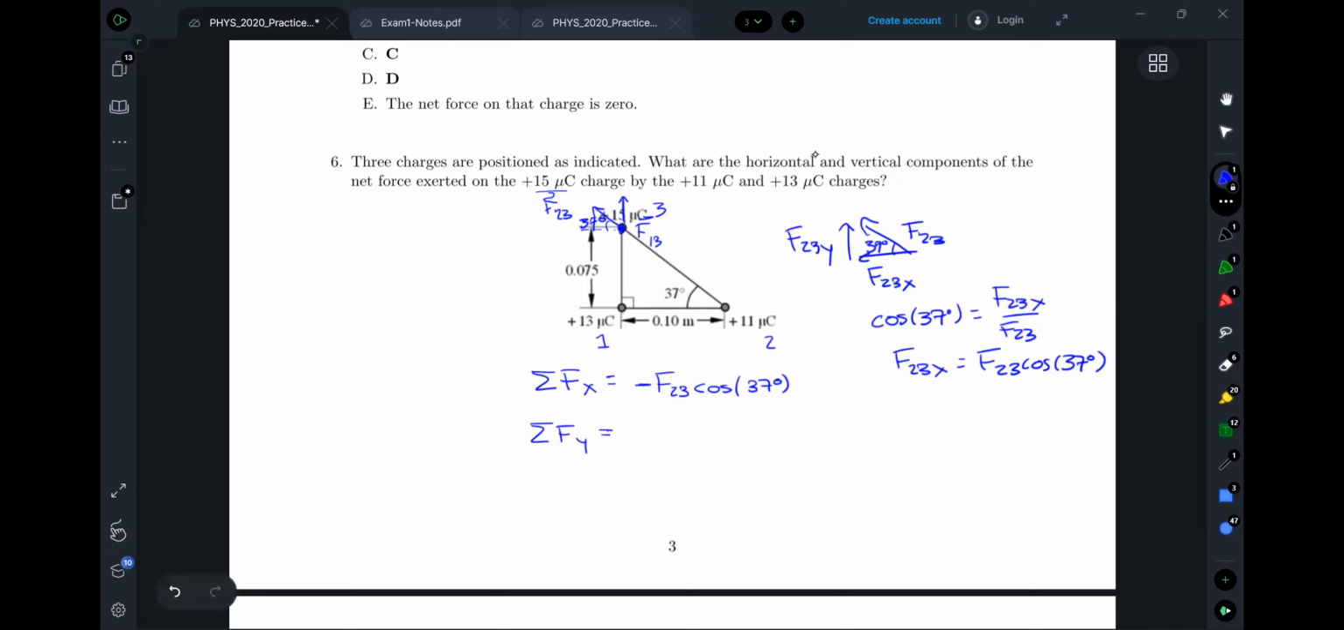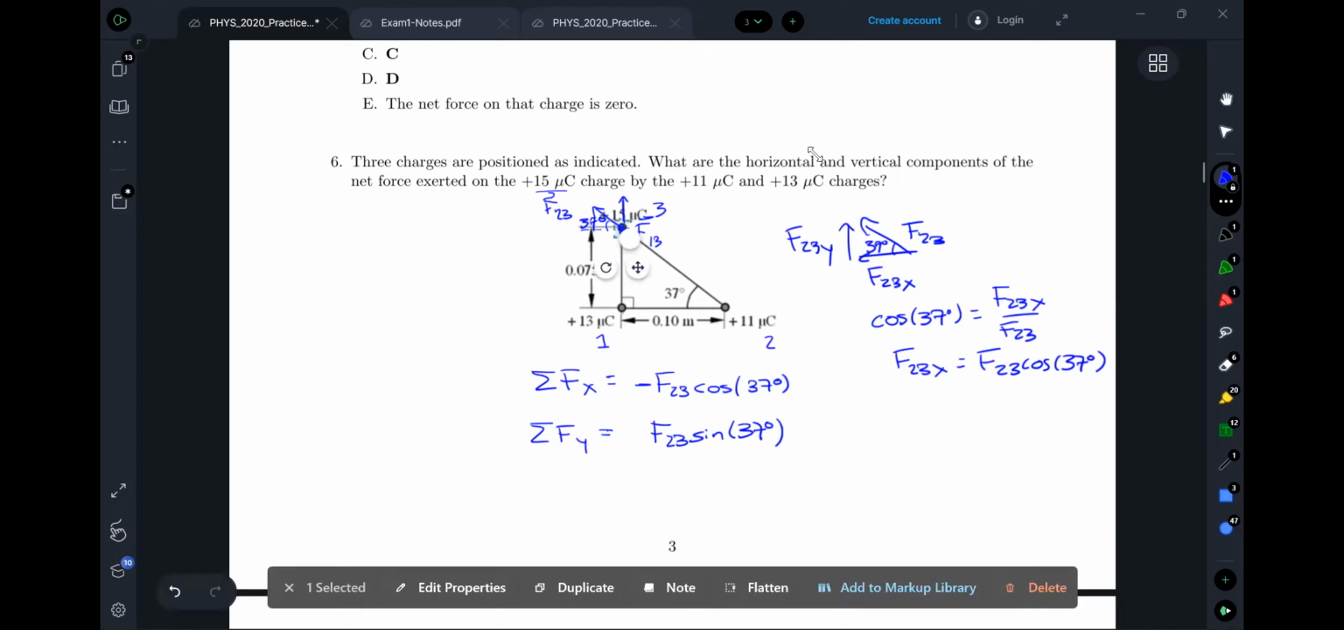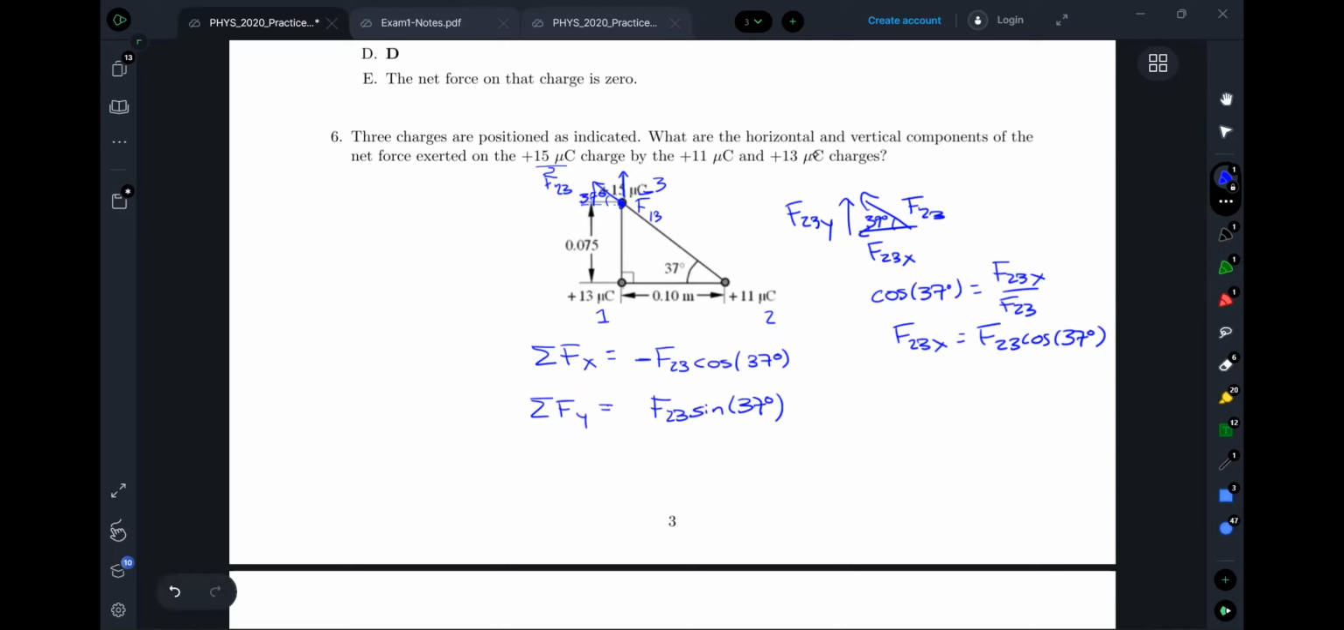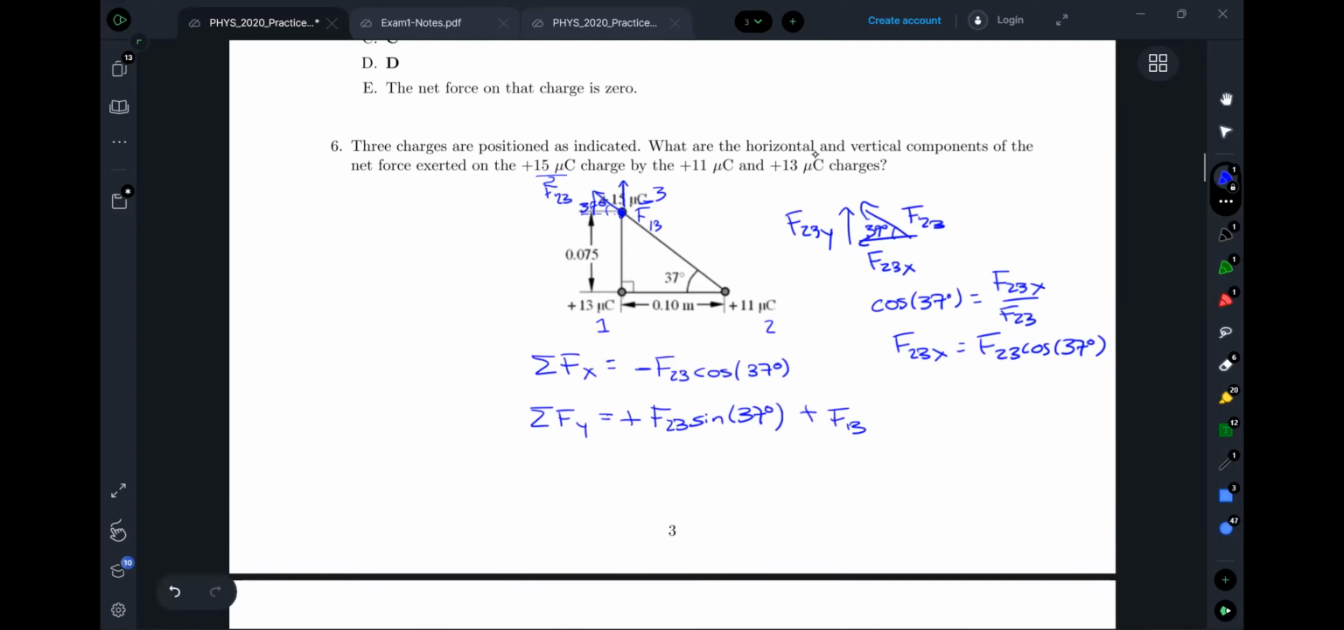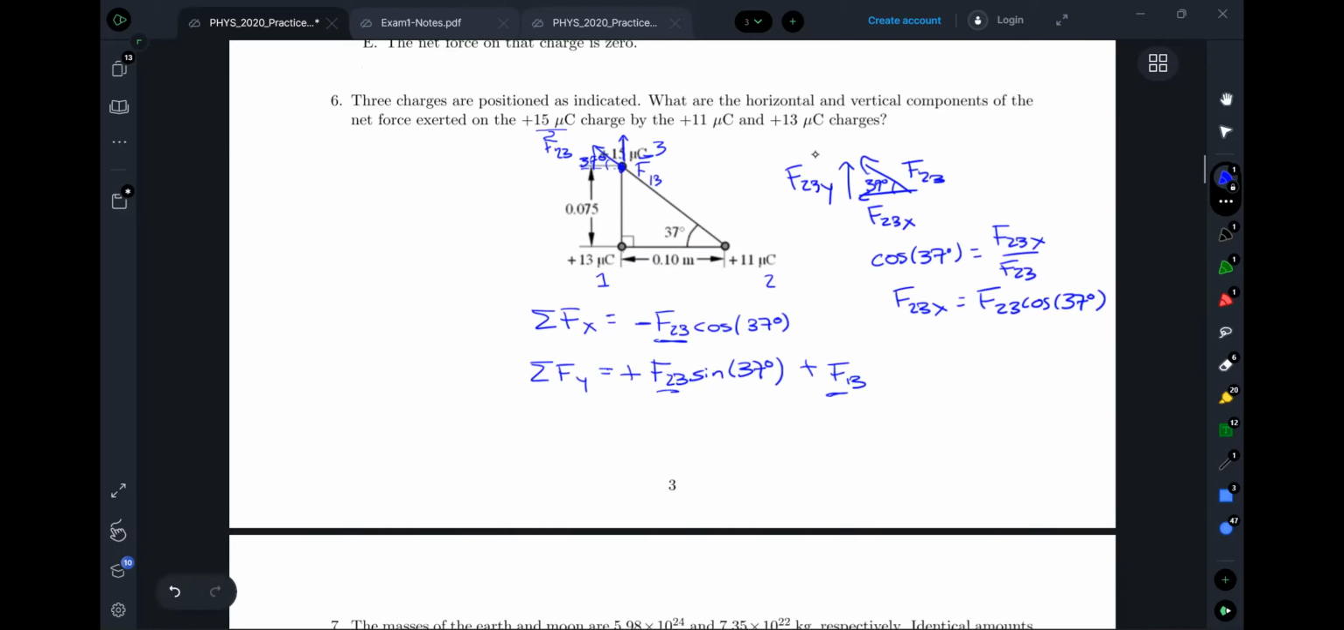In the vertical, we have F23 sine 37, and it is upward for that component because the overall vector points to the left and up. So that's positive. And then we've got positive F13, the force from this charge. So all this can be done without ever using Coulomb's law. We've gotten to this point. Where we need it is to figure out what these force magnitudes are.